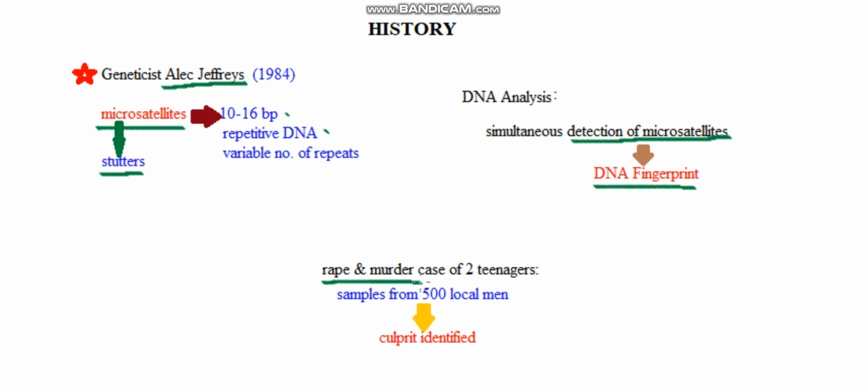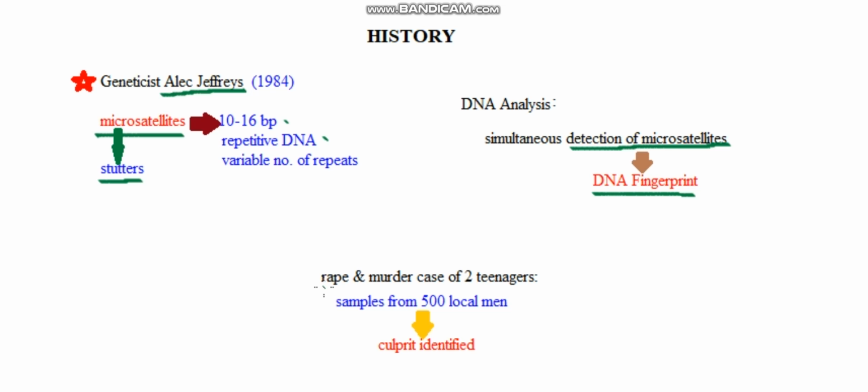Sir Alec used this technique to identify the culprit of a rape and murder case of two teenagers from the samples of 500 local men.